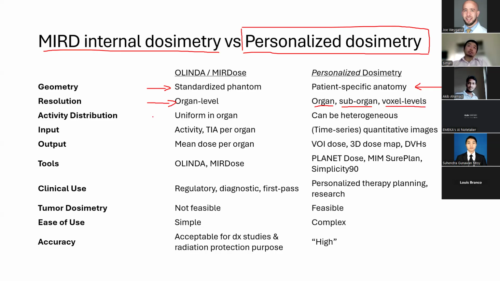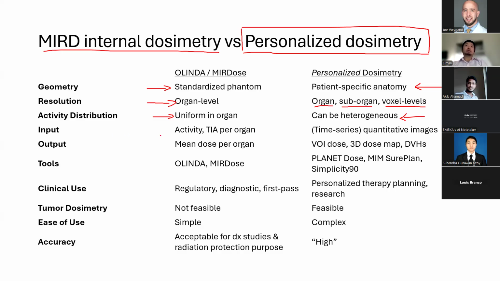So activity distribution. In the MIRD schema, you assume uniform distribution in the organ. So you do not make distinctions, for example, in the dose distribution in renal, right? Or in liver, you have to assume that it's uniform. Whereas in personalized dosimetry, it can be heterogeneous based on your input, what's actually happening inside the patient, right?